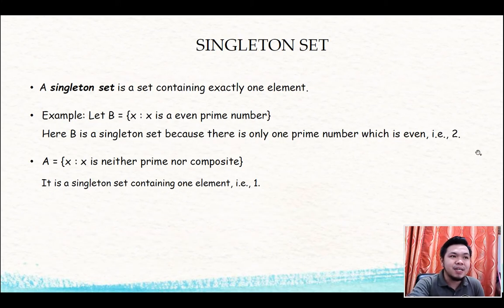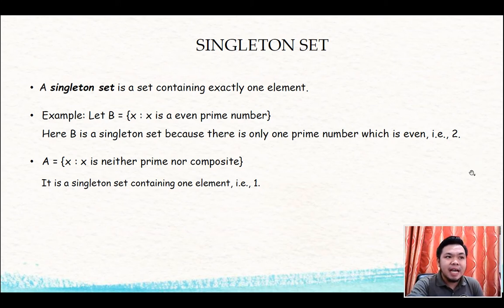Now, let's go with singleton set. Ang singleton set is a set containing exactly one element only. Example, let B is equal to X such that X is an even prime number. Here, B is a singleton because there is only one prime number which is even, 2.